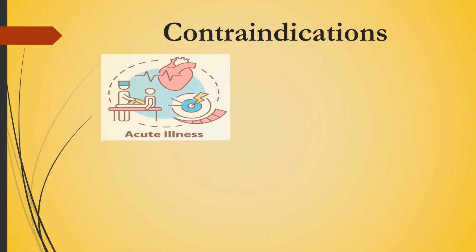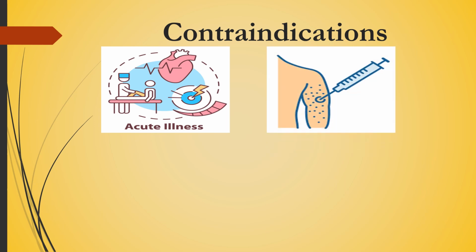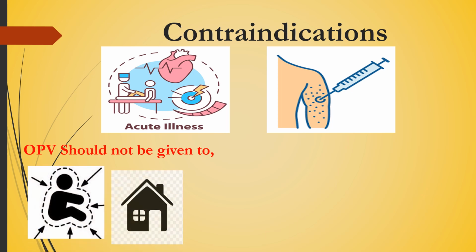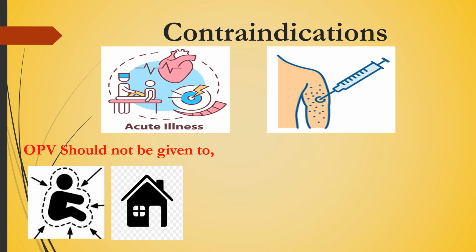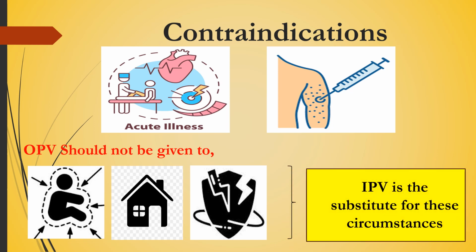It is not administered to persons who have moderate or severe acute illnesses, and should not be given to patients who have severe allergy to vaccines and their components. Especially you have to remember that oral polio vaccine should not be given to immunodeficient individuals, household contacts of individuals who have immune deficiency diseases, and immune depression due to therapy. Therefore, injectable polio vaccine must be a substitute for oral polio vaccines in the above circumstances.